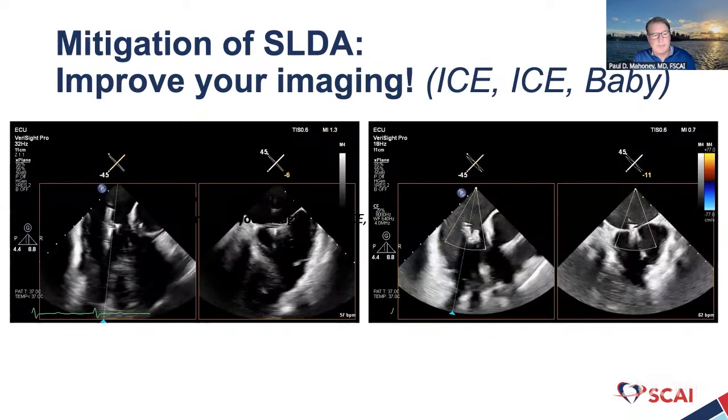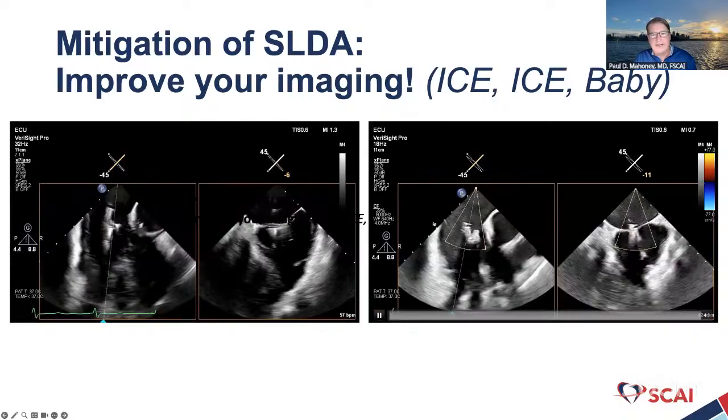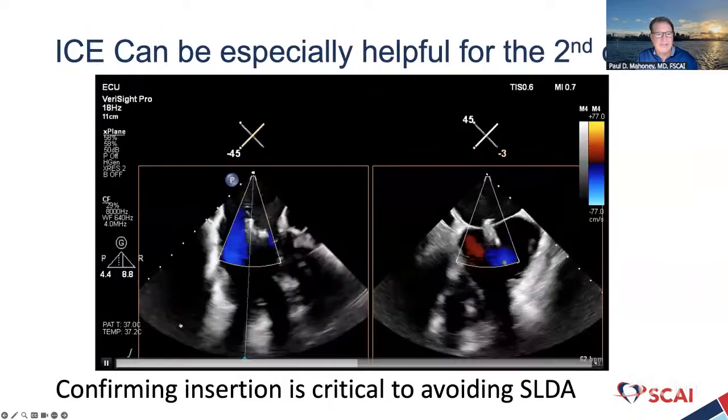So the first thing is improve your imaging. And again, as Jason kind of had me tip my hand earlier, ICE is going to be your friend. Ice, ice, baby. I have had such good results seeing leaflets going into clips that I have ported over completely our practice to using this routinely. You can see leaflet insertion. You can see the grippers falling. A lot of our patients have leads. They have mitral valve. They have TAVR. And this is just revolutionized. I apologize. I don't know why these aren't playing. They played right up until I started my talk. So confirming insertion is critical to avoiding SLDA.